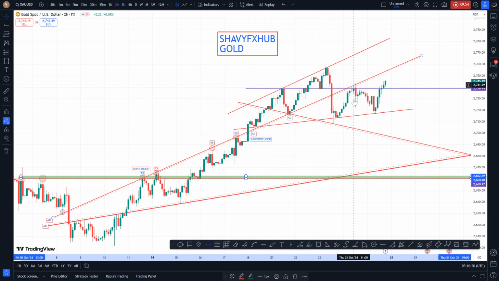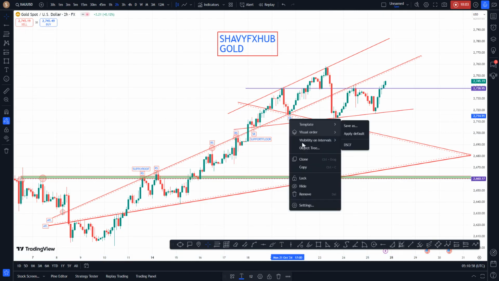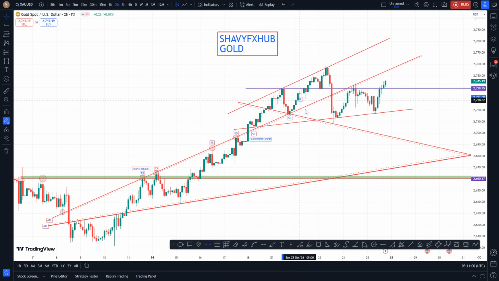And on return, it respected it. It respected that structure. What structure did it respect? A broken support becomes resistance. So we are going to make our interchange. We have here a support structure. Here is a support structure. And here is a resistance.